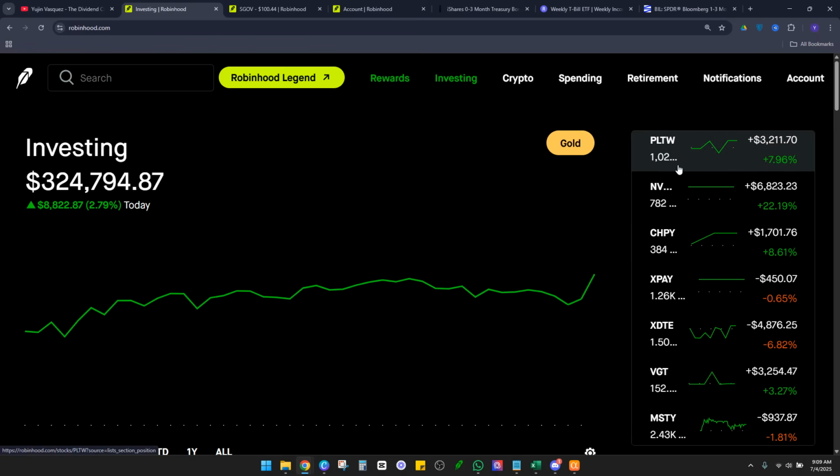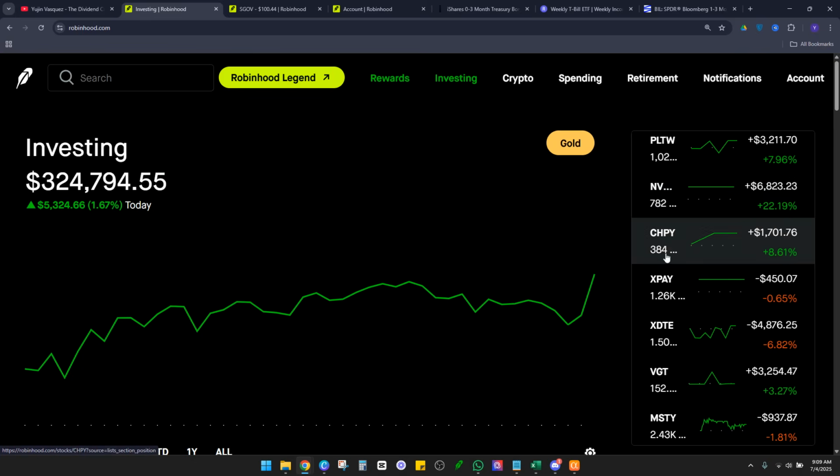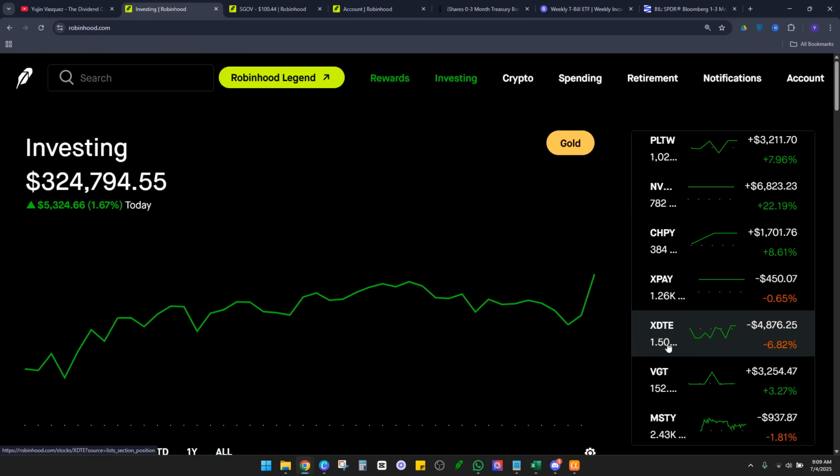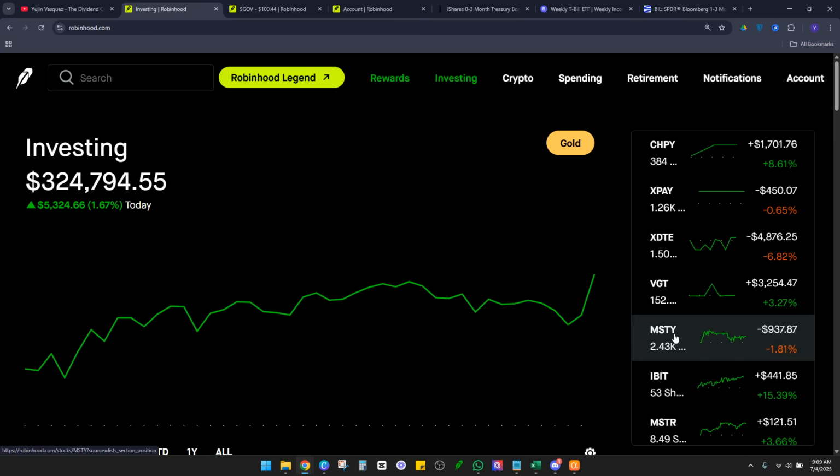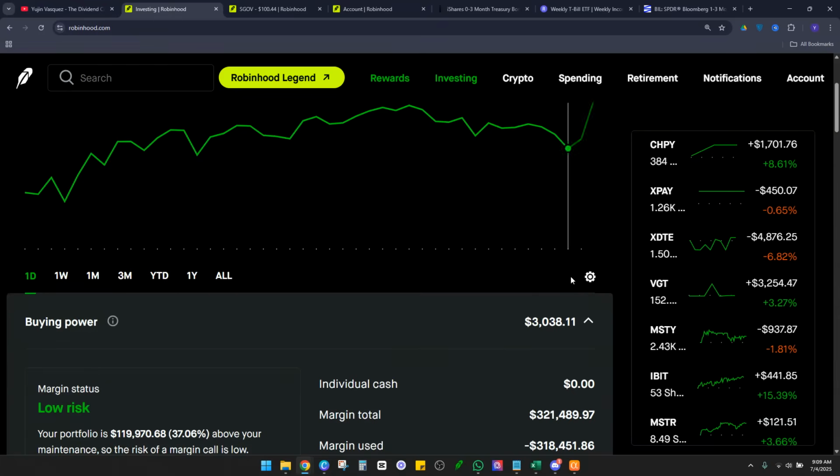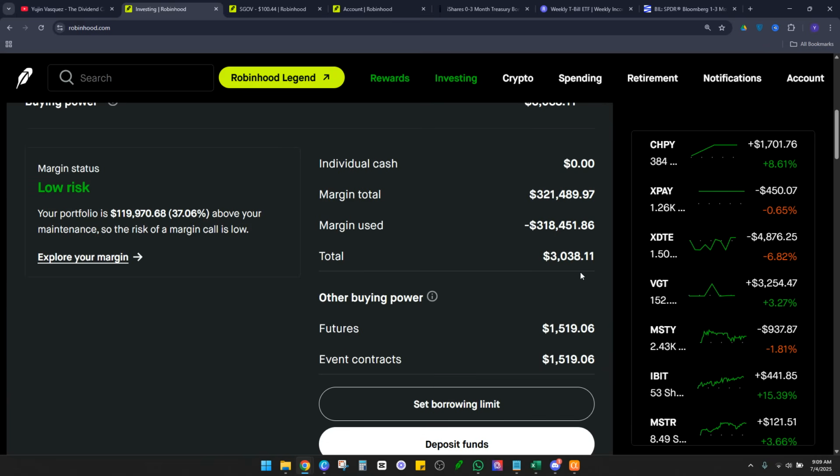So I have high yield ETFs like PLTW, NVW, Chippy from YieldMax, XPay, XET from Roundhill, and then Misty, I just included this as well, all right? So why is this portfolio so risky? All right, simple. I use a lot of margin, an excessive amount of margin. All right, I use all of my margin.